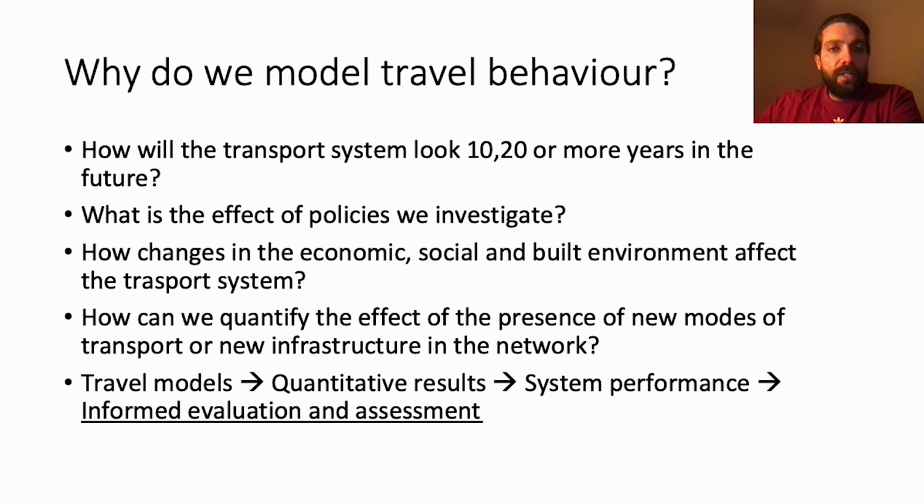Another important point is to quantify the effect of the presence of new modes of transport or new infrastructure in the network. For example, we may be able to investigate how a new metro line in an urban area will change the transport network and the demand and supply for it. And also we are able to model the effect of the presence of new modes of transport that are not yet available or really popular in the market. For example, the use of autonomous vehicles. The overall chain of events would be that we use the travel models, we get quantitative results, we assess the system performance, and then we can make more informed evaluation and assessment of the policies and the scenarios of the future.